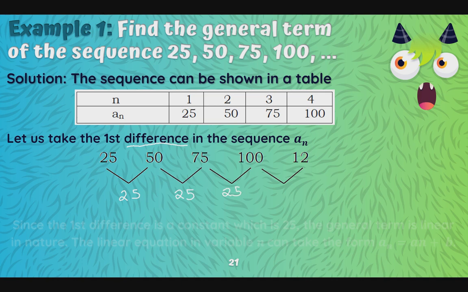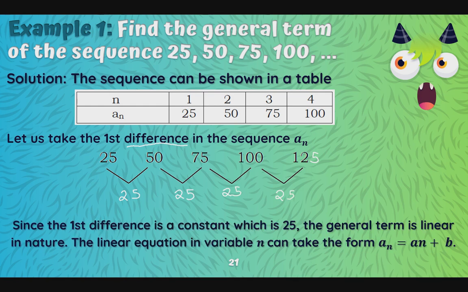And, ayun, this should be 125, which is the fifth term. Minus 100 will be equal to 25. Since the first difference is a constant which is 25, dahil pare-parehong 25 naman, again, dapat constant or iisa lang yung difference ng ating first difference, which is 25 nga. Ang ating term is linear in nature. Ibig sabihin, kapag constant ang ating difference, pwede natin gamitin tong formula na to.